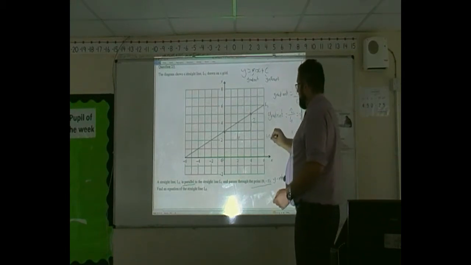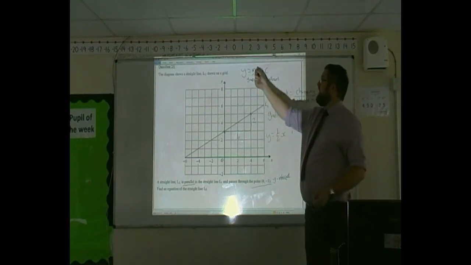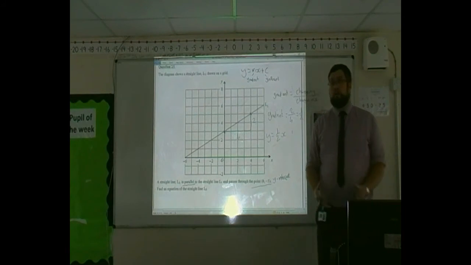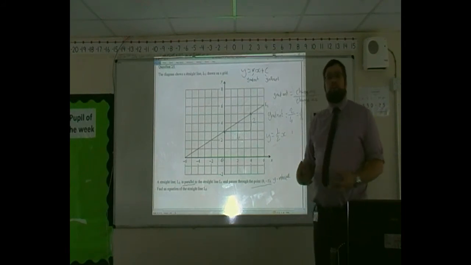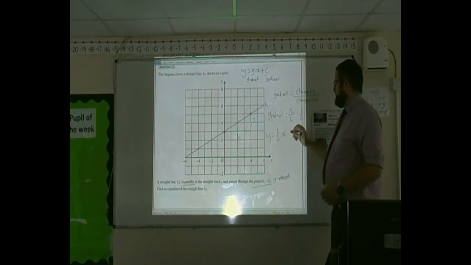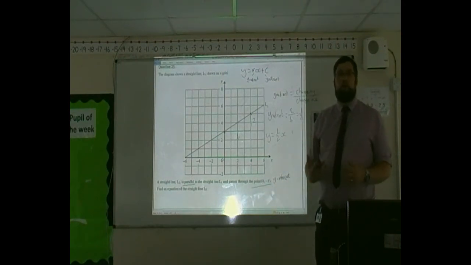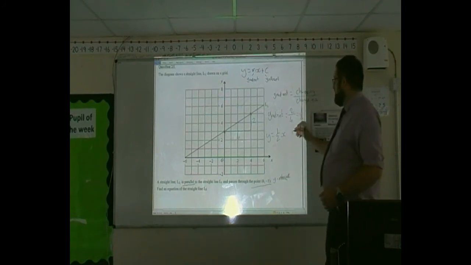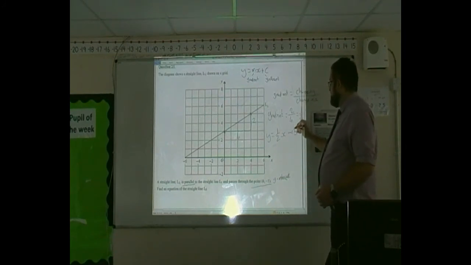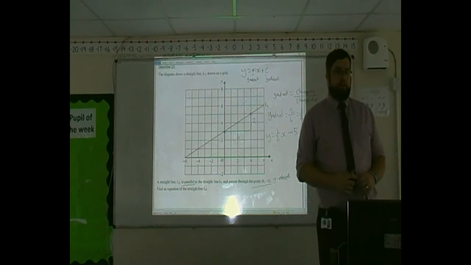So now I know that the equation of L2 starts with 1/2 x. The gradient m is now 1/2, and we know the gradient of L2 is the same as L1 because they are parallel. Finally, we are told the y-intercept in the question is 0, minus 5. So all we need to add here is minus 5, which is the y-coordinate of that y-intercept.